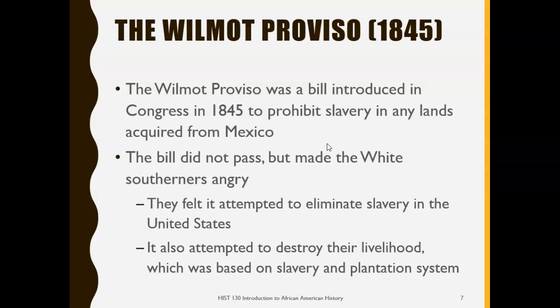So the bill was to prohibit slavery in those new territories. But this bill did not pass. But even though it did not pass, the people in the South were really angry because they felt that the people in the North wanted to eliminate slavery everywhere in the United States. And it also, according to them, was an attempt to destroy their livelihood, because their livelihood depended on slavery.